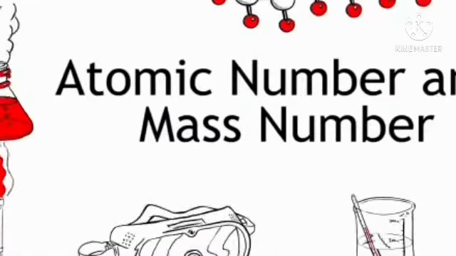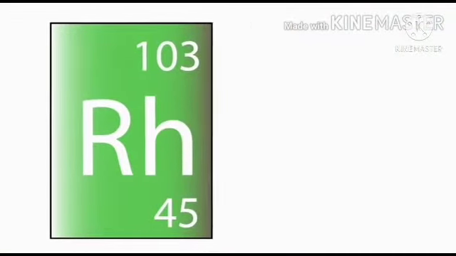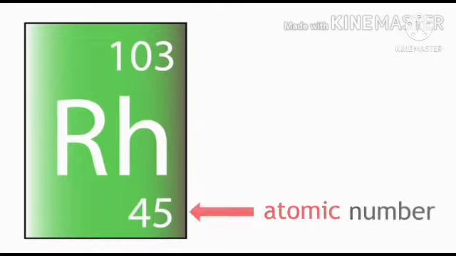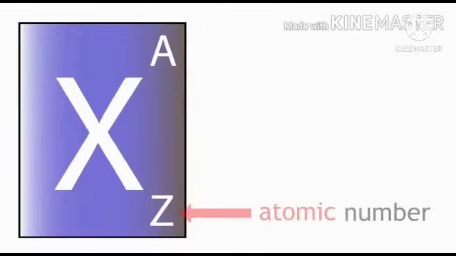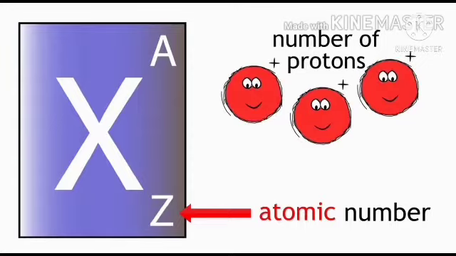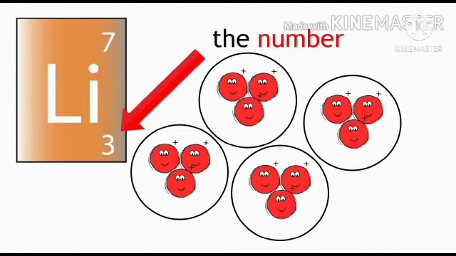Atomic number and mass number. When you look at the periodic table, you will see that each element has its own box, and within that box you will find two numbers, the atomic number or proton number and the mass number. But what do these numbers mean? The atomic number has the symbol capital Z. This number tells you how many protons are in one atom of an element. The number is always the same for all atoms of a particular element.